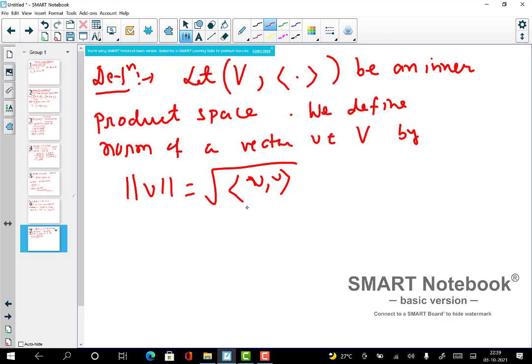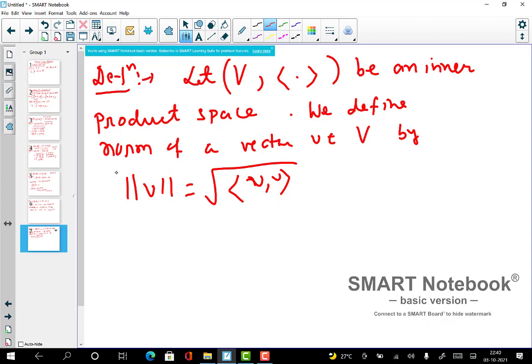Because we know that there are two options. If v equal to 0, then the inner product of v with v is 0, so that square root gives you 0. But if it is a non-zero v, then this is always positive. So you have the square root of <v, v>, right? So by this, we define the norm, and this is actually a generalization of length. We will see it by example, okay?